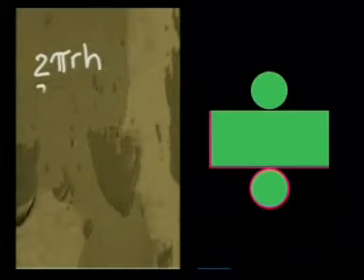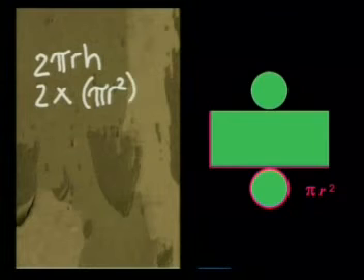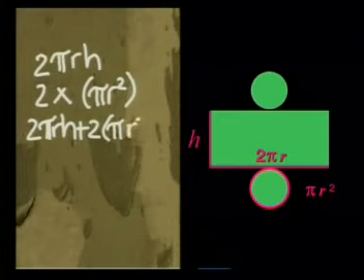What about the area of each of the circles? By now you should know this is pi times r squared. There are two of them, so we have 2 pi r squared. The total surface area of this cylinder is 2 pi r h plus 2 pi r squared.